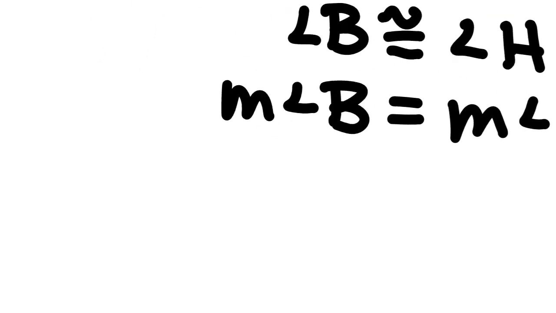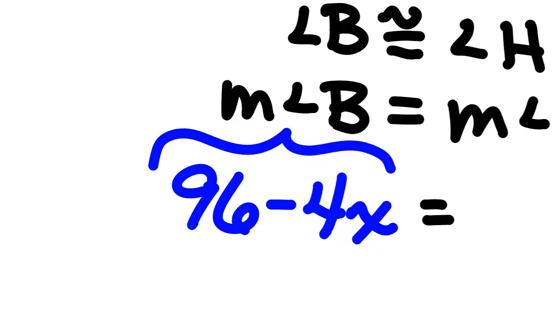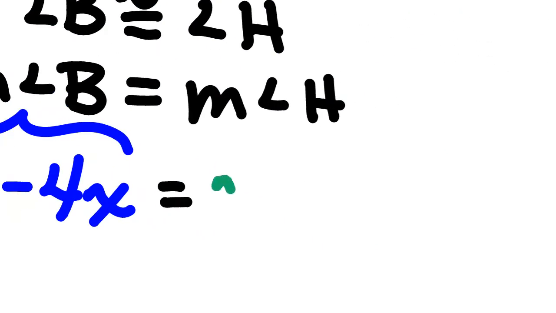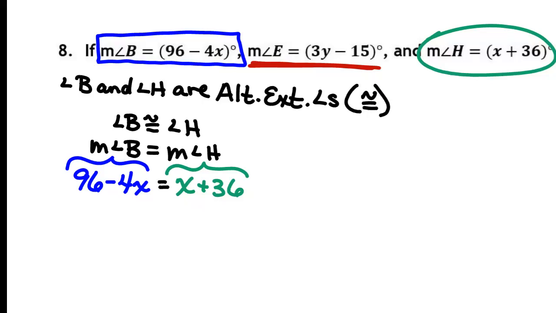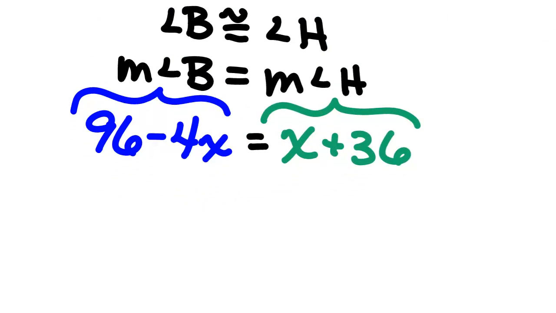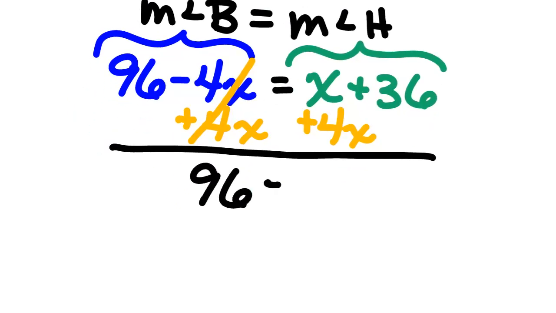How big was angle B? Yep, 96 minus 4x. And angle H was how big? x plus 36. All right. I need to group my x's together so that I can combine like terms. How do I group my x's together on the same side? We're going to add 4x to both sides. So x plus 4x would give me what? 5x. 96 equals 5x plus 36.